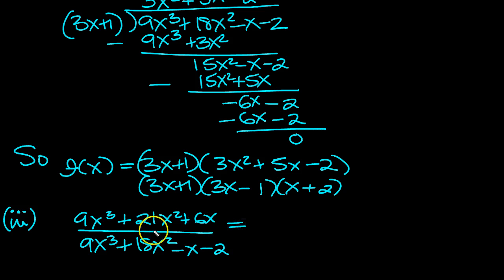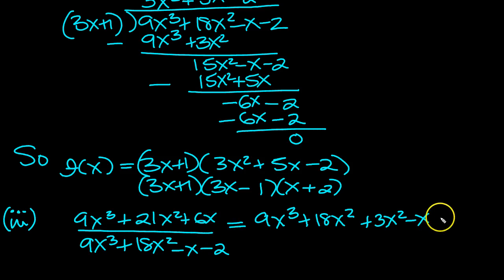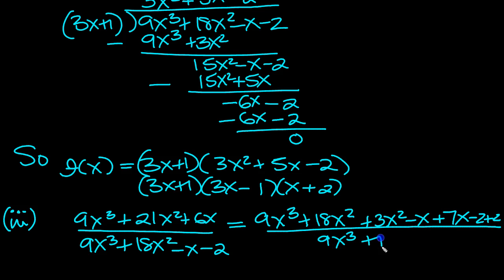So that's equal to, then I'm going to have 9x cubed plus 18x squared, but to get to 21 I need another 3x squared. Then I'm going to put down a minus x, and to get to 6x we need plus 7x. And then I'm going to put minus 2 plus 2, all over the 9x cubed plus 18x squared minus x minus 2.